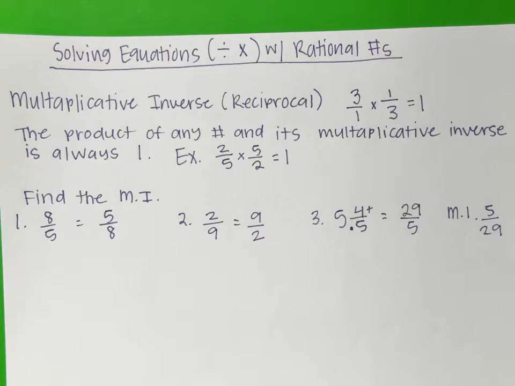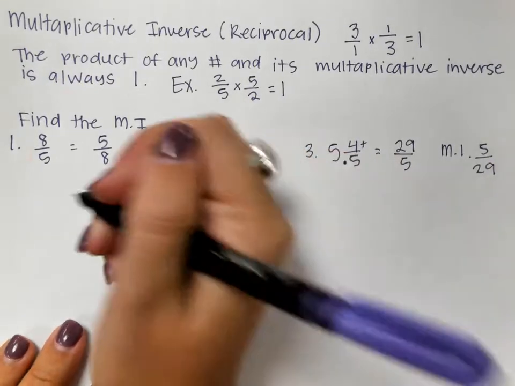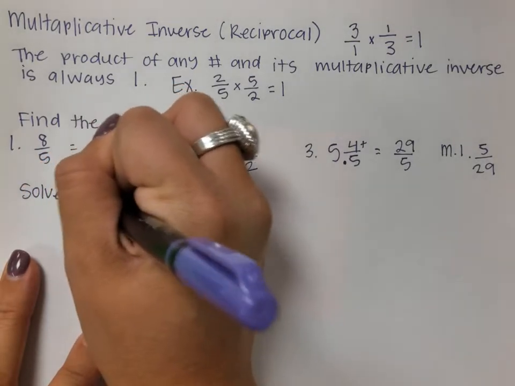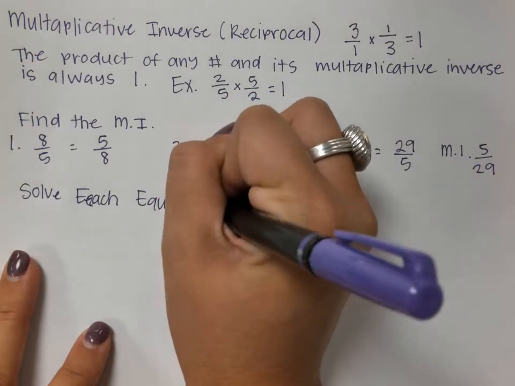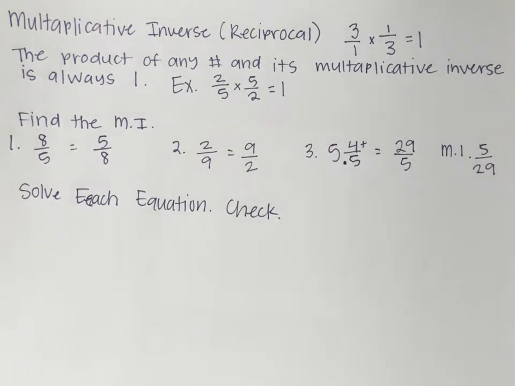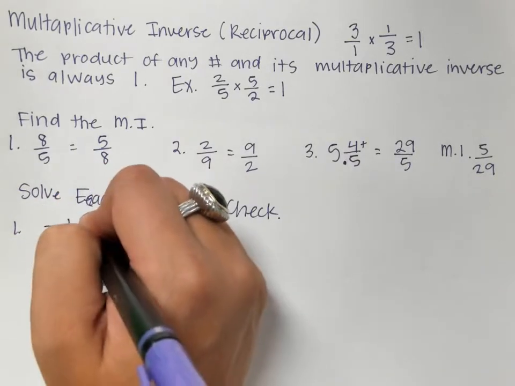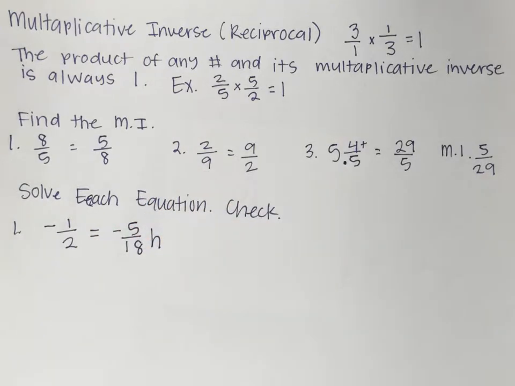Okay. Questions on finding the multiplicative inverse? Alright, so let's see how we can use this to solve equations. So we're still solving equations, and then we must check. So let's look at number 1. We've got negative 1/2 equals negative 5 over 18 h.